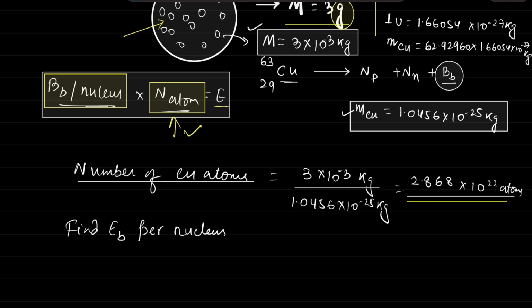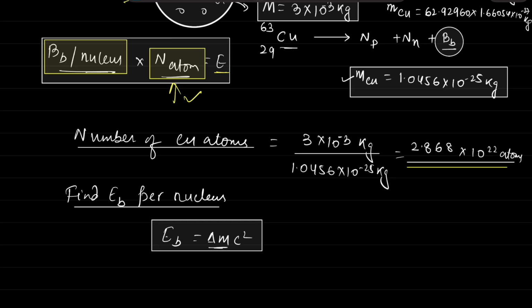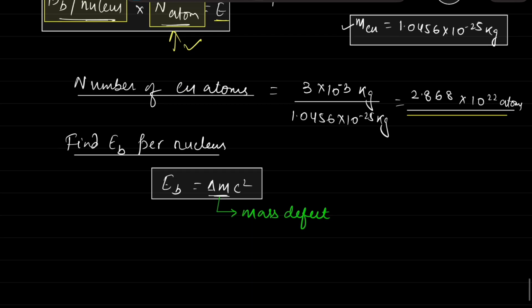Per nucleus, binding energy EB is equal to delta M into c square. Here delta M is the mass defect. What is mass defect? Mass defect is equal to the difference of the theoretical mass minus the experimental mass.